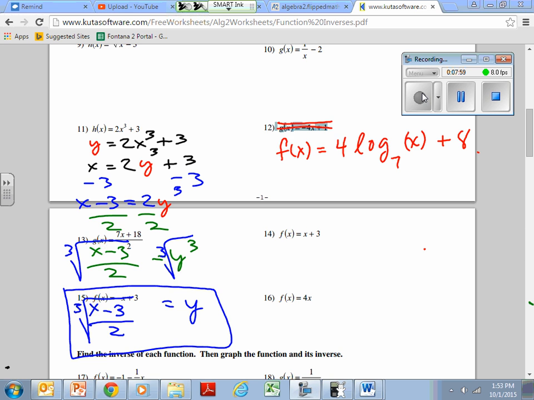It all starts off the same way. Change the name of f of x. Now, this one is worth knowing. Here we go. Everybody else, you stay the same: 4 times log base 7 of x. I'm putting that x in parentheses so that you know that the 8 doesn't belong to it. The 8 is all the way at the end. Step 2, we get rid of addition first by subtracting 8 on both sides.